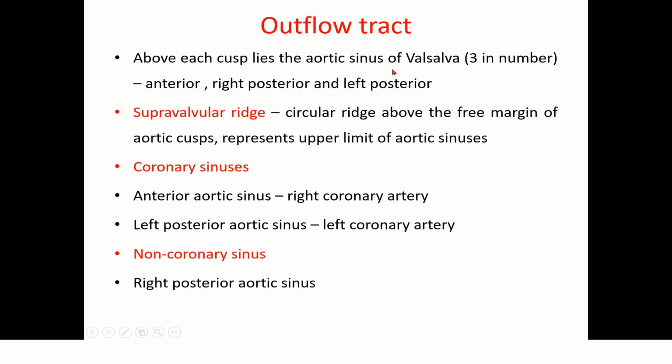So these aortic sinuses of Valsalva are classified as coronary sinuses and the non-coronary sinus. The coronary sinuses are the anterior aortic sinus, which gives rise to the right coronary artery, and the left posterior aortic sinus, which gives rise to the left coronary artery. And the non-coronary sinus is the right posterior aortic sinus. This right posterior aortic sinus bulges into the right side of the interatrial septum as the torus aorticus.